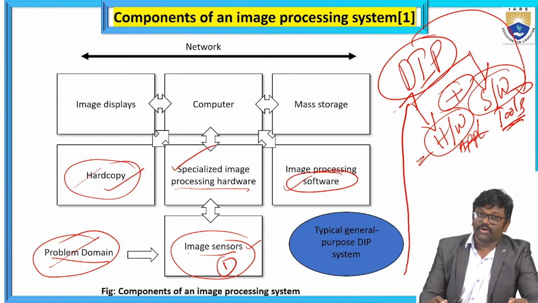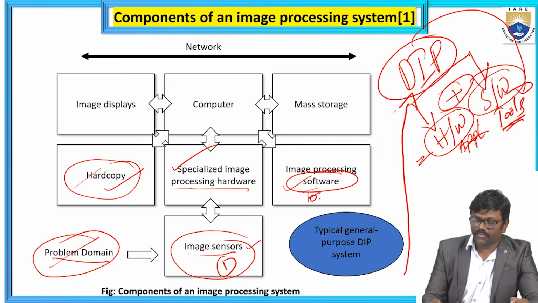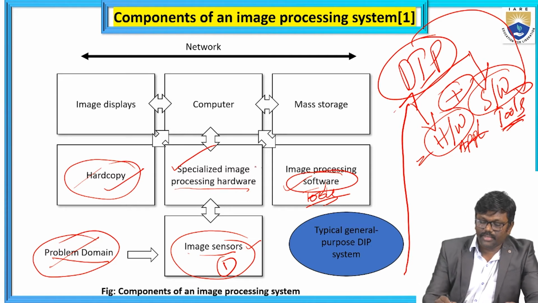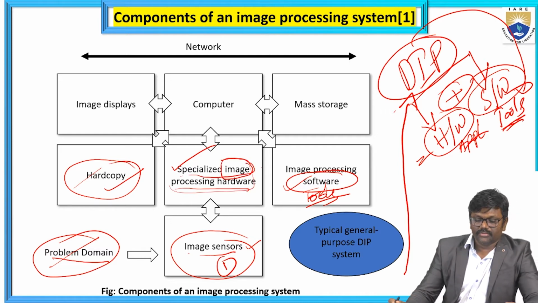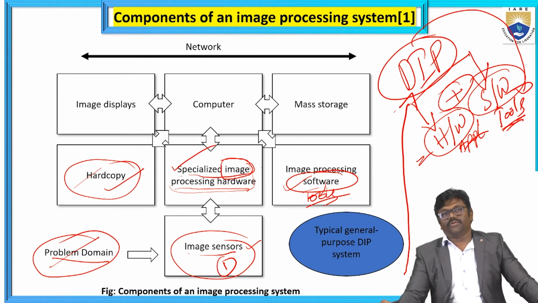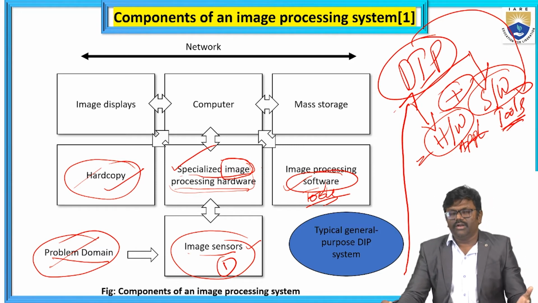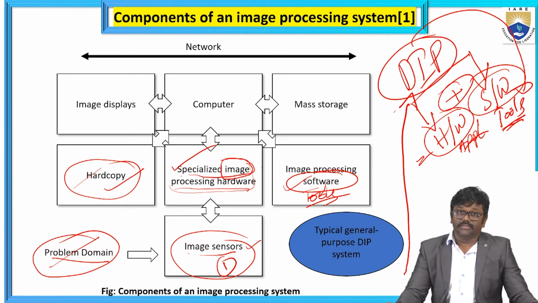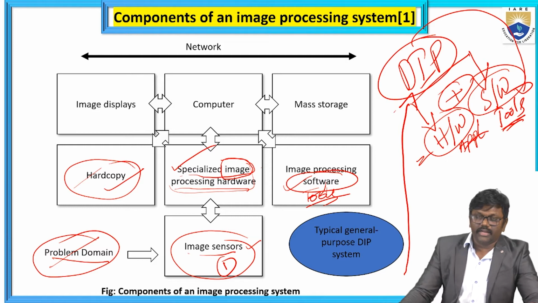Similarly, we are going to combine and embed the software tools with it. When we combine them together, we get specialized image processing hardware. Why do we call it specialized image processing hardware? Because it is specialized for a particular problem solution only. Like that, we are going to define different applications of the image processing hardware system. Later we'll discuss in detail.